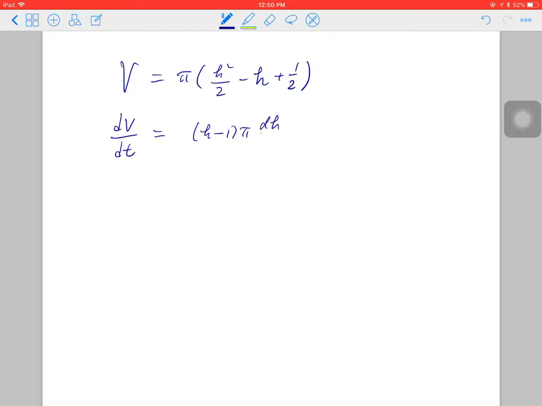And it is equal to (h minus 1) pi. And don't forget, we are using t as a variable, so we have the chain rule, dh/dt. But then we don't know what dh/dt is. We know dV/dt is given as 2 pi t. And then we have a relation between dh/dt and t. And then what?